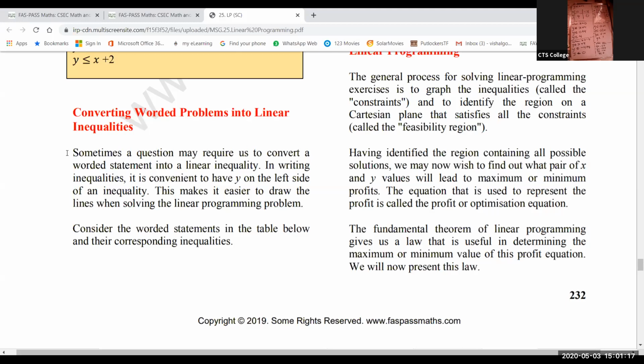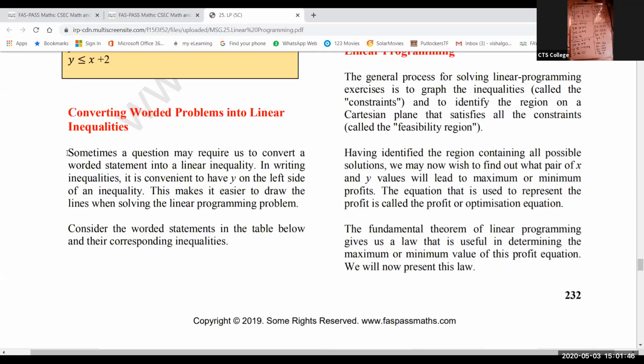Converting worded problems into linear inequalities. Sometimes a question may require us to convert a worded statement into a linear inequality. In writing inequalities, it is convenient to have y on the left side of an inequality. This makes it easier to draw the lines when solving the linear programming problem. So consider the worded statements in the table below and their corresponding inequalities.